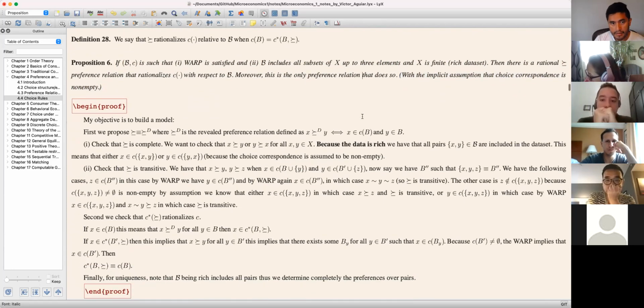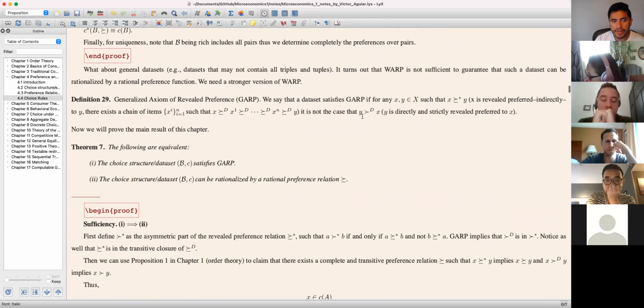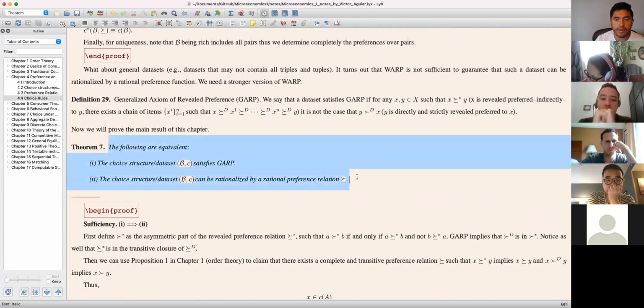However, as I say, in many cases you don't have the rich data set. So in general cases, it turns out that passing the weak axiom is not sufficient for being rationalizable. The necessary and sufficient condition is not the WARP, but the strengthening, the GARP. So you need more. You need the generalized axiom of revealed preference.